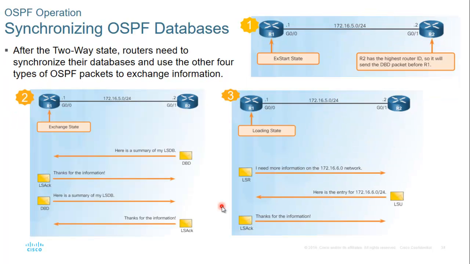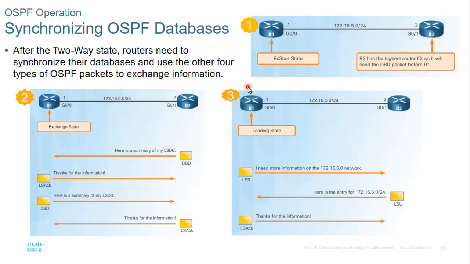Synchronizing OSPF database. After the two-way state that we saw just now, routers need to synchronize their databases and use the other 4 types of OSPF packets to exchange information. Both routers are in the XStart state, and because R2 has the highest router ID, it will send the database description packet to R1. In this next step, R2 sends its summary of its own link state database to R1. R1 acknowledges that, and he also sends his summary of his link state database to R2, and R2 acknowledges that.